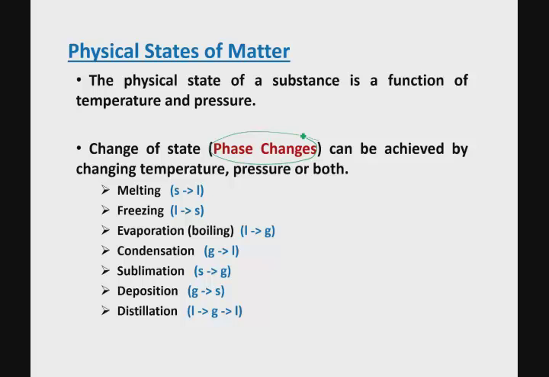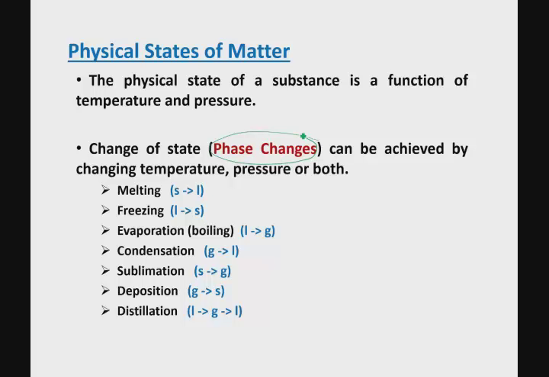Here are some terms that are listed on this slide that you should know the meanings of. Melting is a process where a solid goes to a liquid. Freezing is the opposite of melting, where a liquid turns into a solid. Evaporation, which sometimes people use as boiling as well, although there is a slight difference between the two, is a change where a liquid turns into a gas. Opposite of that would be condensation.